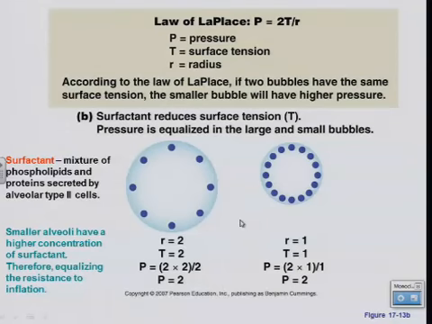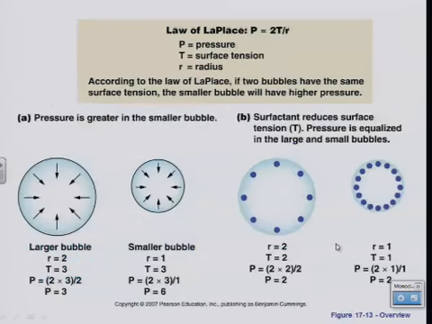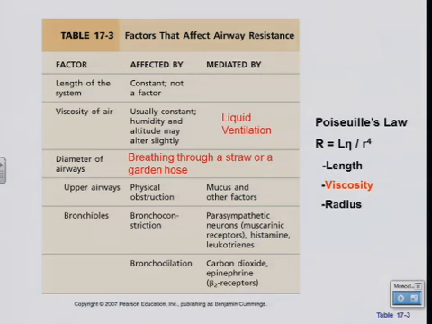Relative to water, if there was no surfactant, then the larger alveoli would inflate more easily and more readily than the smaller alveoli, and we'd have a very inhomogeneous inflation within our lung if we did not have surfactant. So make sure you understand the effects of surfactant, how it alters surface tension. By decreasing surface tension, it facilitates the inflation of the lung uniformly.